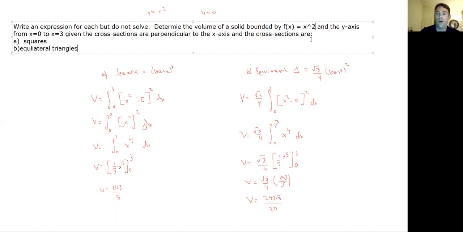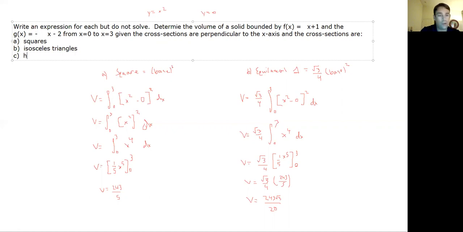Determine the volume of the solid formed by f of x equals the square root of x plus 1 and g of x equals negative 1/2 x minus 2, from x equals 0 to 3, given the cross-sections are perpendicular to the x-axis, and the cross-sections are squares, isosceles triangles, or our final one here, what if we made them rectangles with a height given by the function h of x equals e times the square root of x.